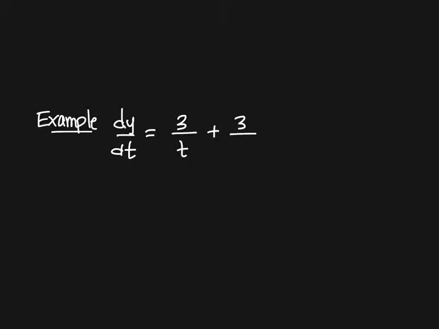Example for today. Okay, dy dt. What that means is that we are relating the variables of y and time. This is likely probably a physics problem because we're using time. We're given 3 over t plus 3 over t squared plus 3 over rad t.